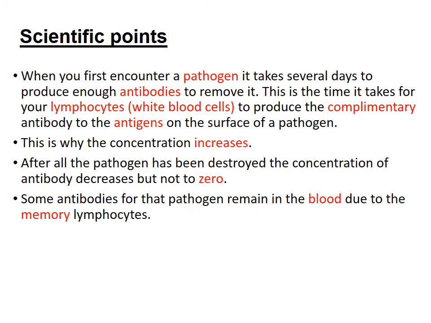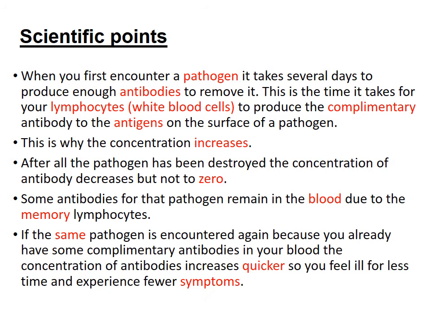Now, our key point is that we end up with the memory lymphocytes remaining in the blood, and so on secondary exposure, when you get the same pathogen infecting your body again, then the concentration of antibodies is going to increase much more rapidly, and you're going to get much more antibodies produced as well. And so that means that you're not going to feel ill, or you're only going to have very mild symptoms, and so we consider the fact that you are now immune to that specific disease.